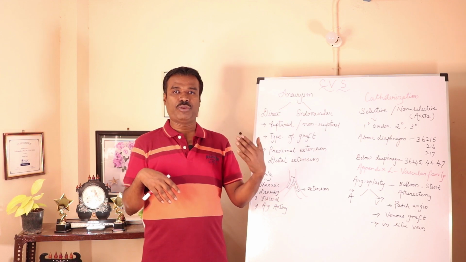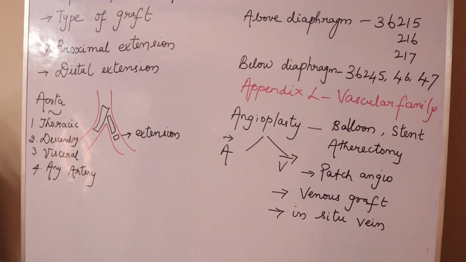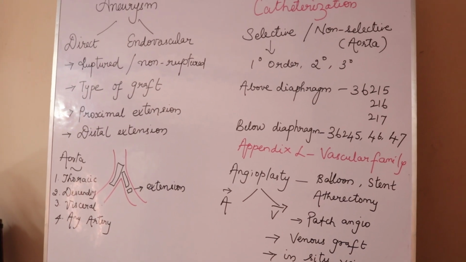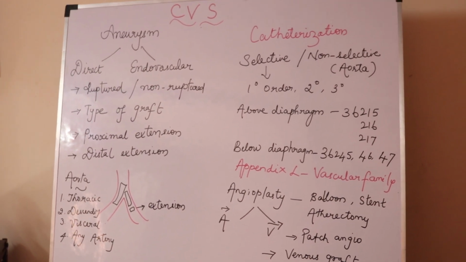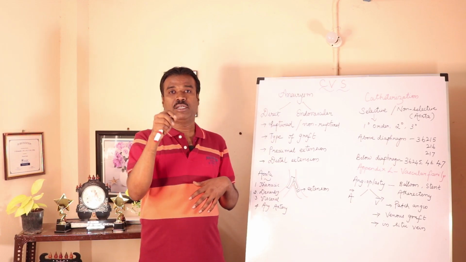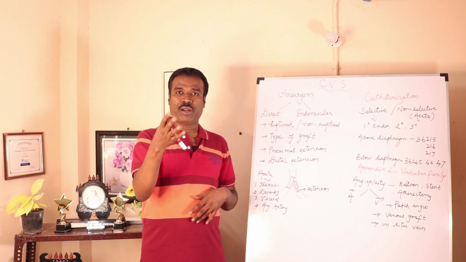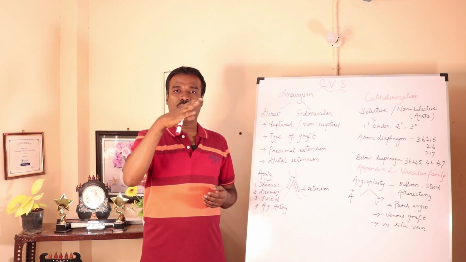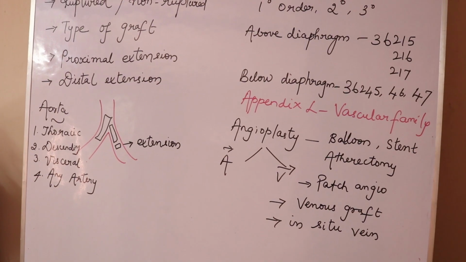Here comes the next question. What is 215, 216, 217? We see it as a first order, second order or third order. Meaning there are so many branches of the aorta. Now aorta gives rise to a splenic artery, right? So going to the splenic artery becomes a first order, and going to a branch of splenic becomes a second order. It's because you need to code each of these branches separately.